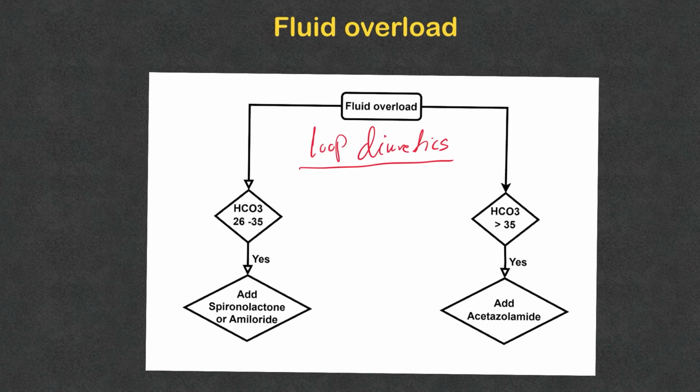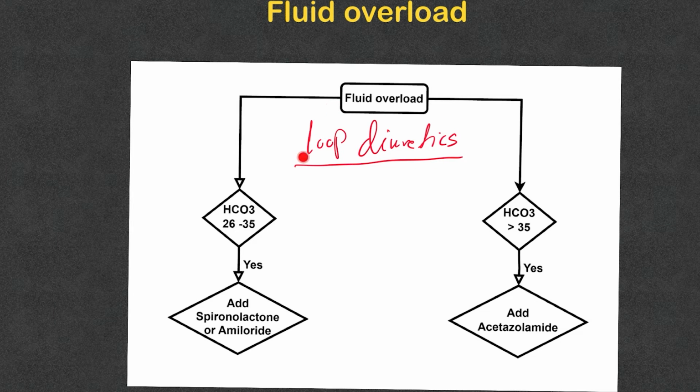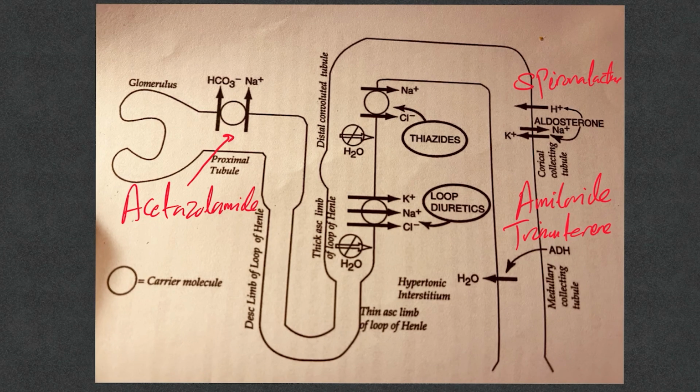Now, fluid overload: basically these people will already be getting loop diuretics. And then if the bicarb is 26 to 35, we add spironolactone or amiloride. Now, if the bicarb is above 35, we need to eliminate a larger amount of bicarb, and acetazolamide is more effective in this. Now, as we explained, acetazolamide, by blocking the carbonic anhydrase, will lead to loss of bicarb.